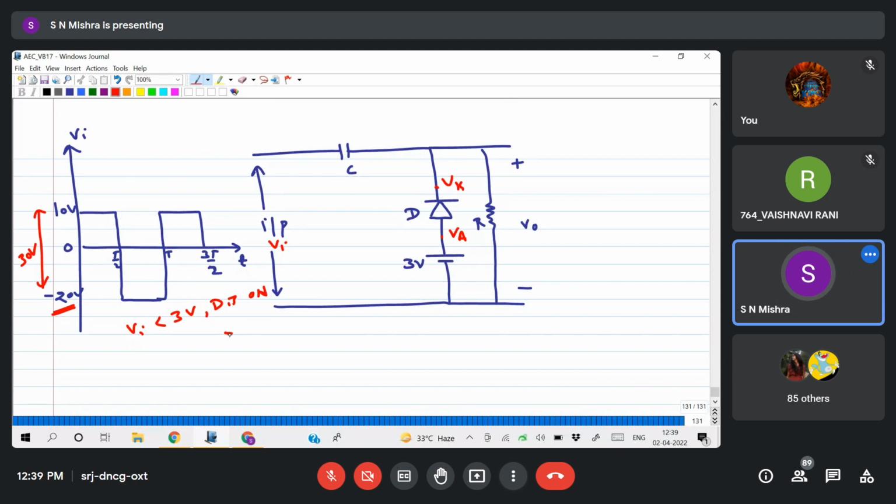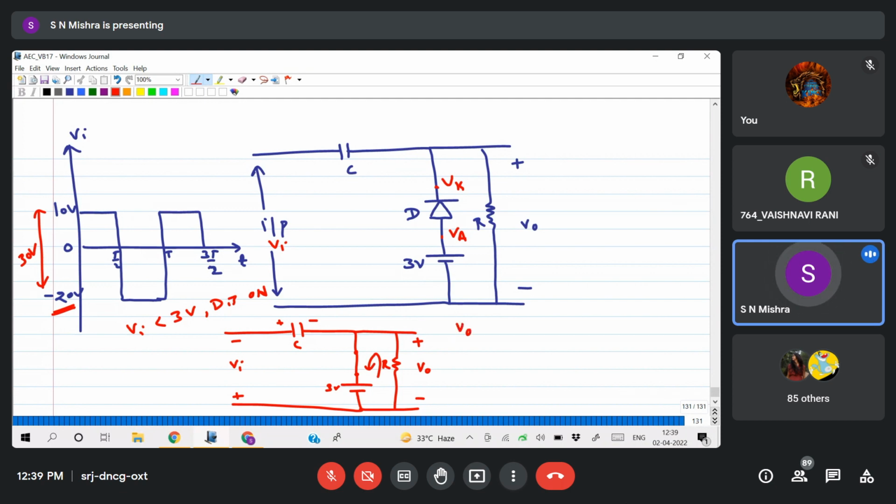So in this condition, capacitor, diode short, then 3 volt plus minus V naught R, capacitor. Let us take plus minus here. Then I am considering here plus minus as Vi. So apply KVL here: minus to plus, V naught plus to minus, 3 equals to 0. So V naught equals to 3 volt.